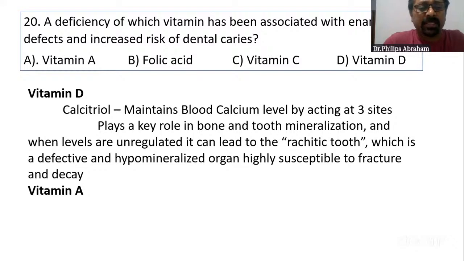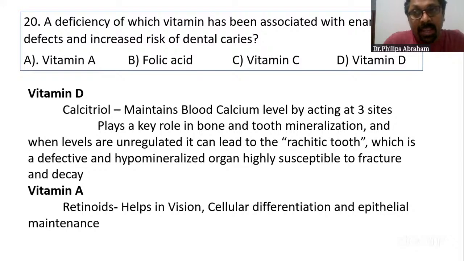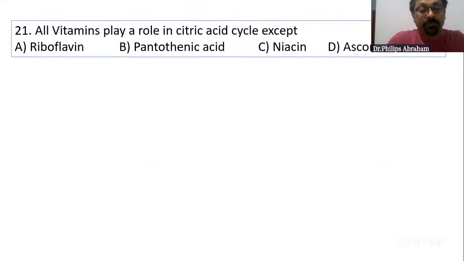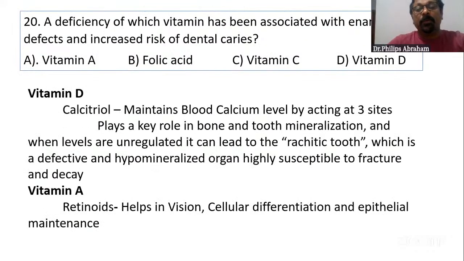Okay, we'll go for other things also. What is the use of vitamin A? Mainly we say it exists as retinoids, like retinol, retinal, retinoic acid. We know it helps in vision, not only in vision, it also helps in cellular differentiation, epithelial maintenance, decrease keratin synthesis. This all should be remembered.